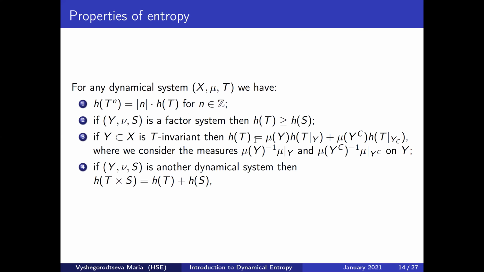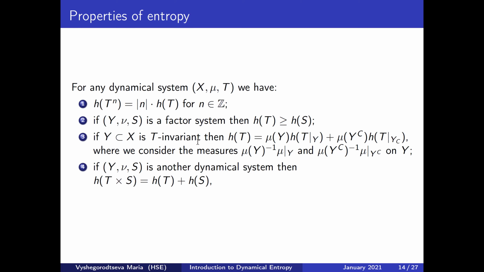So now I would like to discuss some of the properties of dynamical entropies. Firstly, the dynamical entropy of T to the power of n is the absolute value of n times the entropy of the dynamical system T. Then we have a property that if we have a factor system, then the entropy of the first system is greater or equal than the entropy of a factor system.